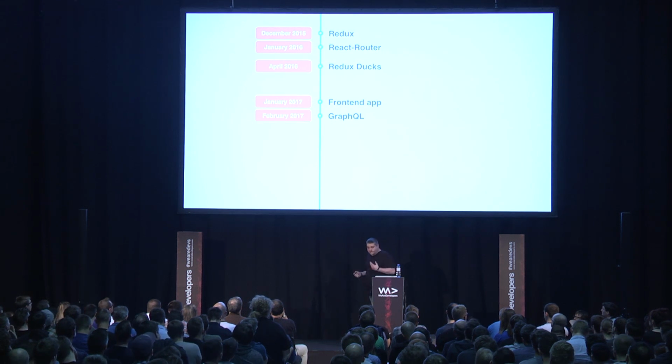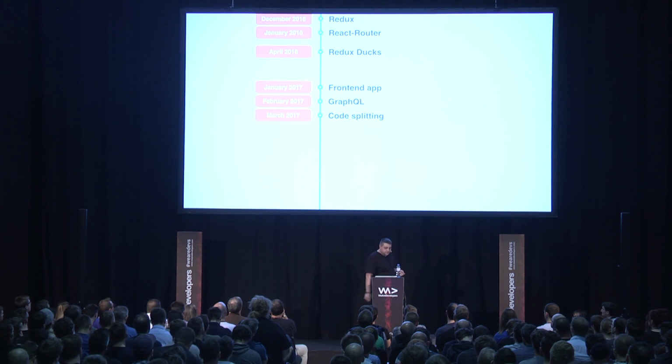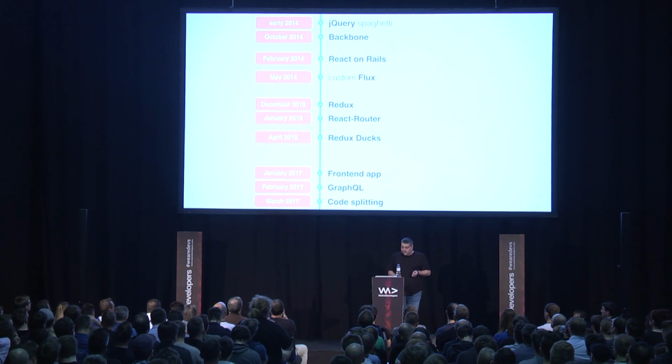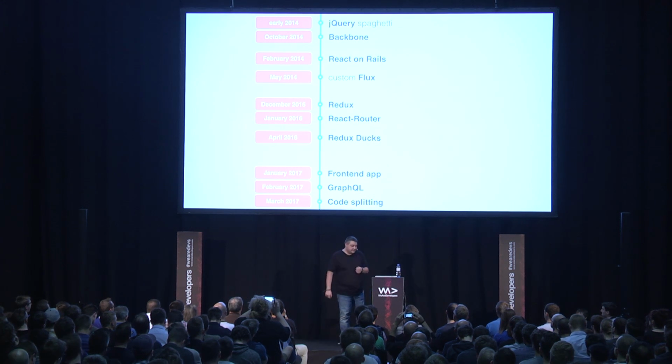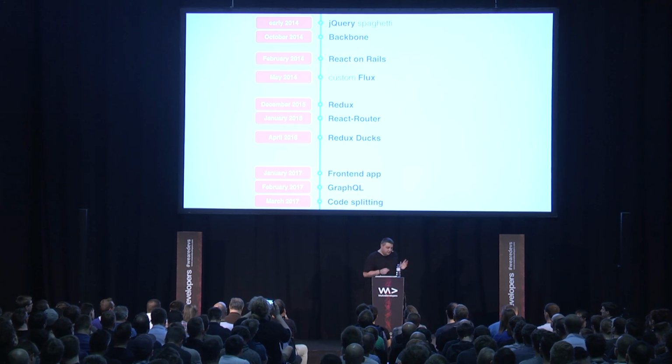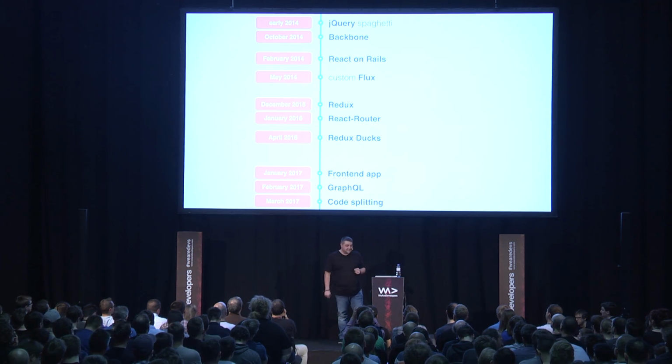This year was very busy. We introduced GraphQL in February. We added code splitting in March. And pretty much this is the state we are currently at. It's now May, and hopefully we don't plan any major changes until next January.